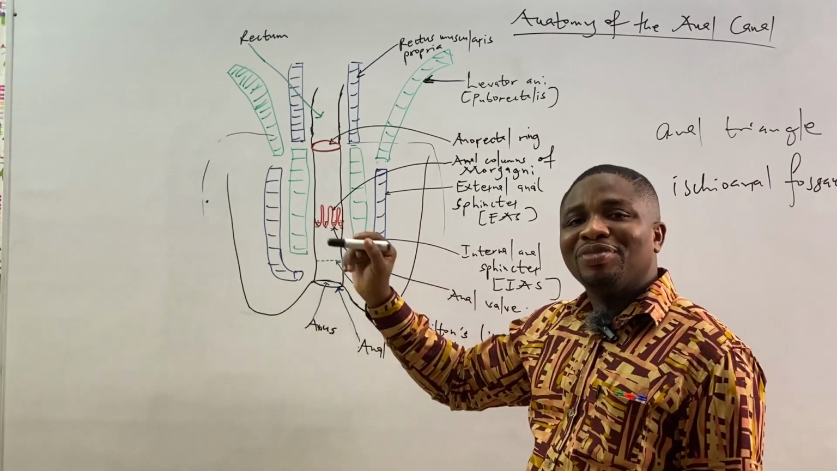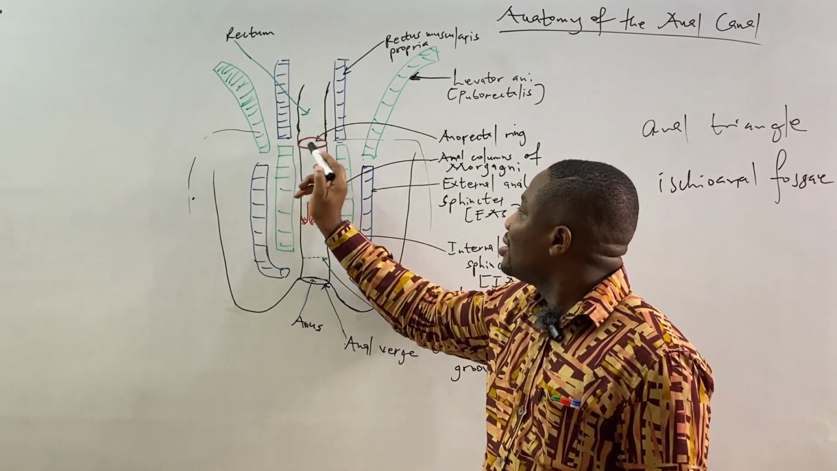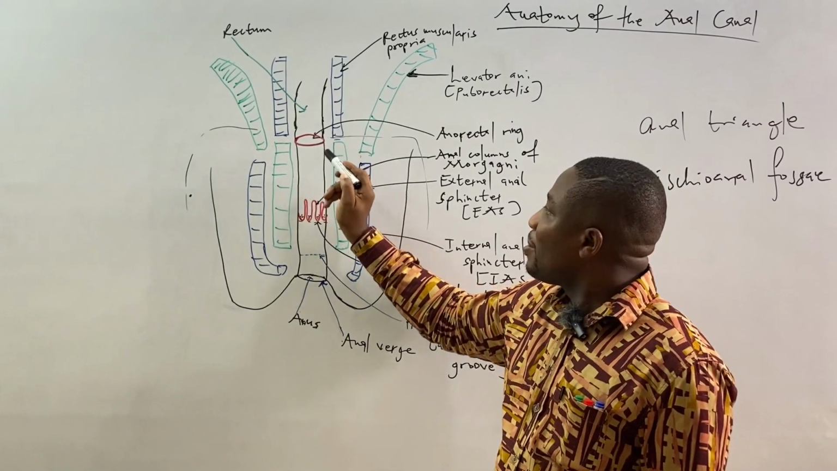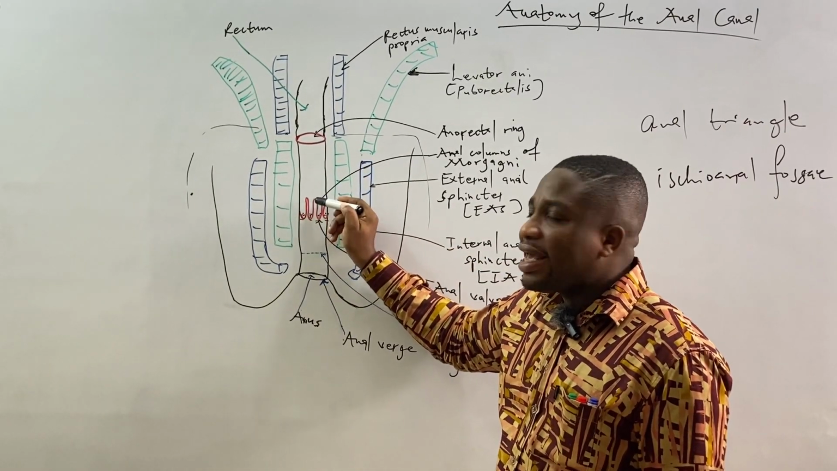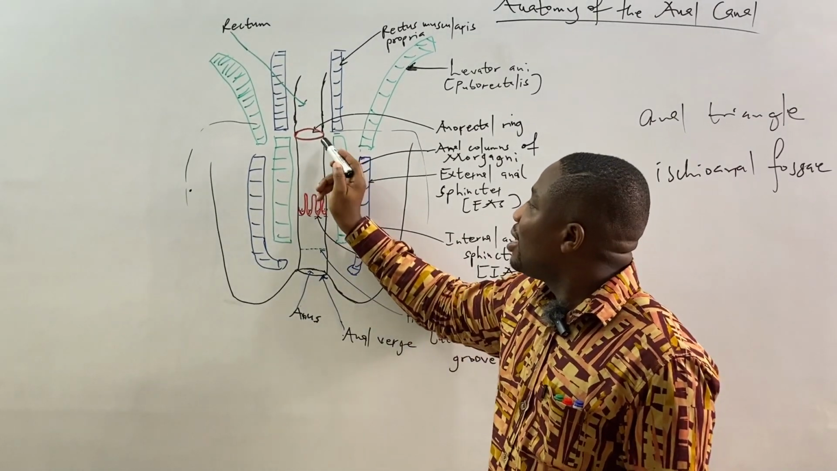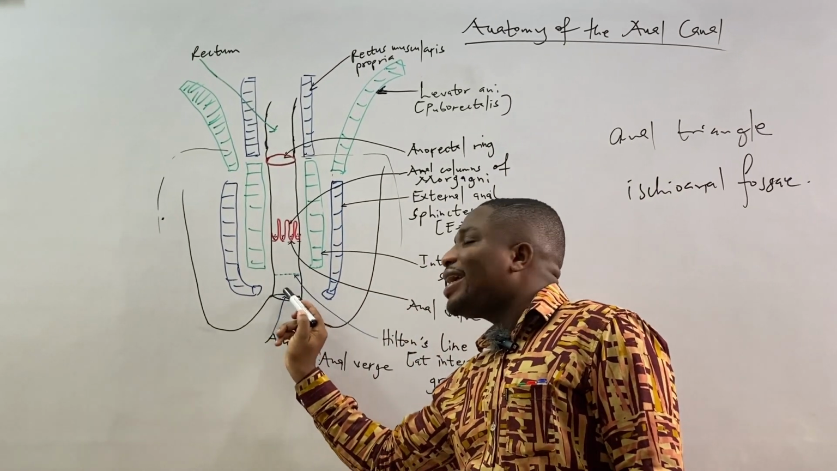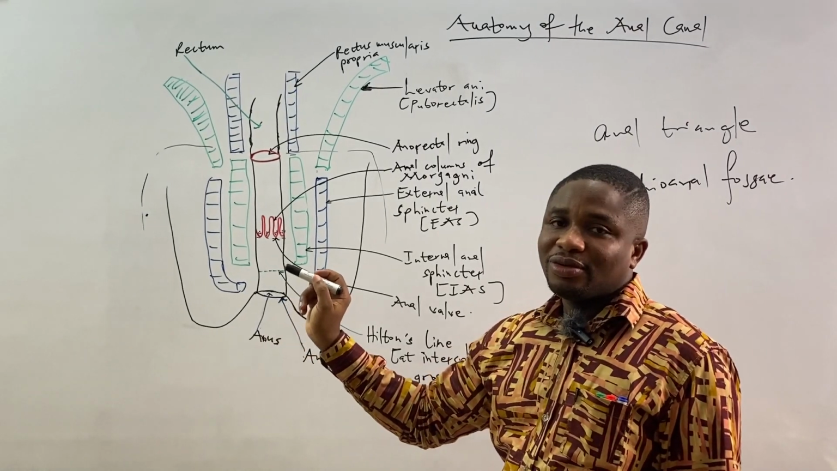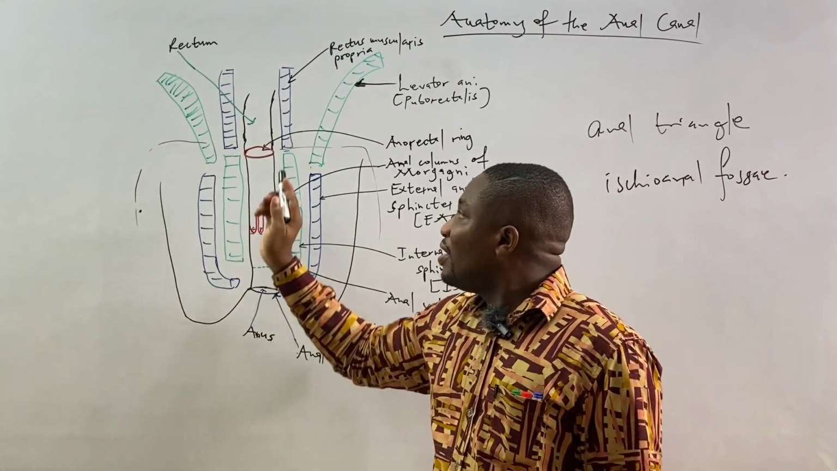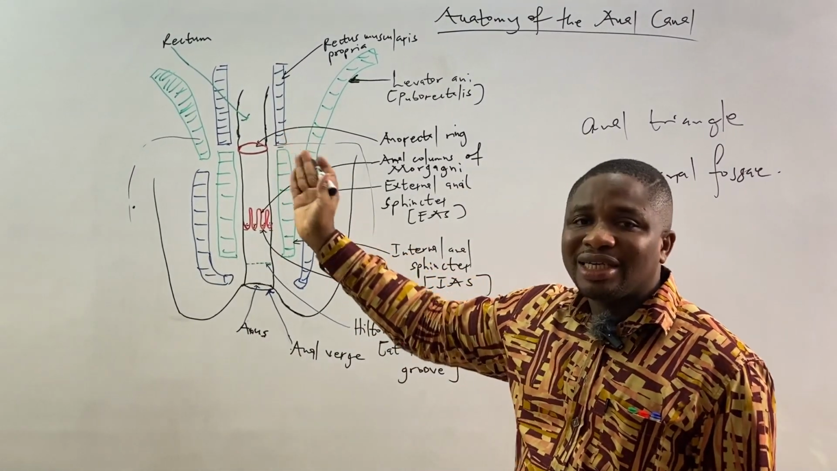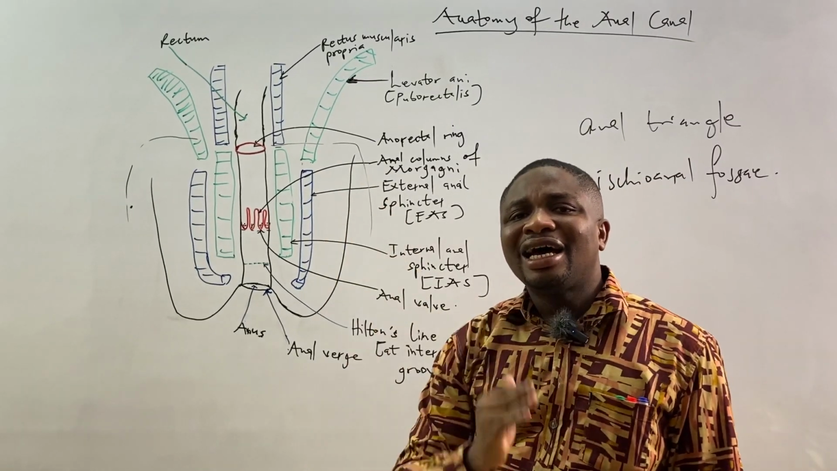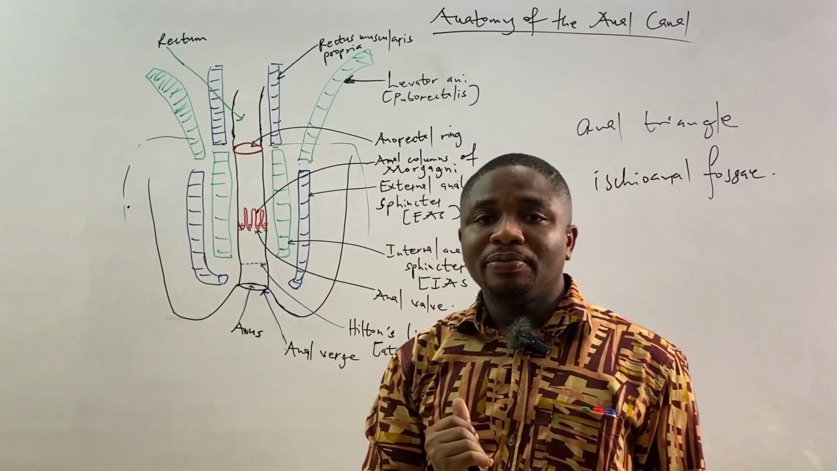The anal canal begins as a continuation of the rectum and passes downwards and backwards, that is infero-posteriorly, to terminate where? At the anus. Okay? Now, if you look at the rectum, as I initially said, it is lined by simple columnar epithelium.